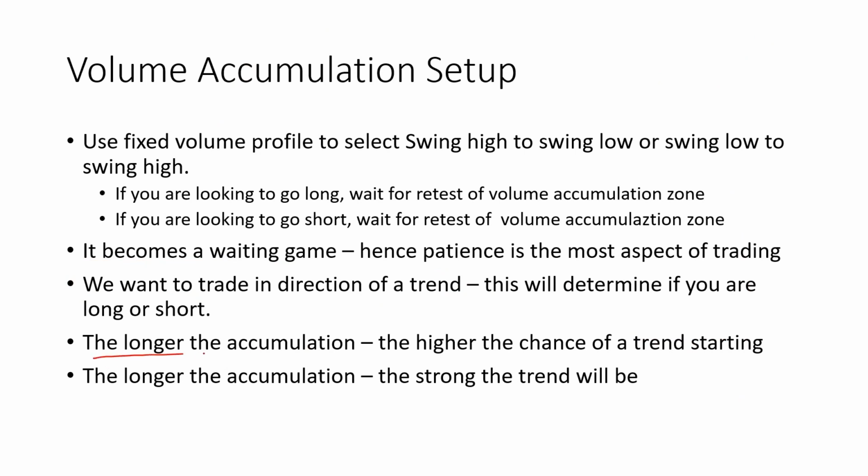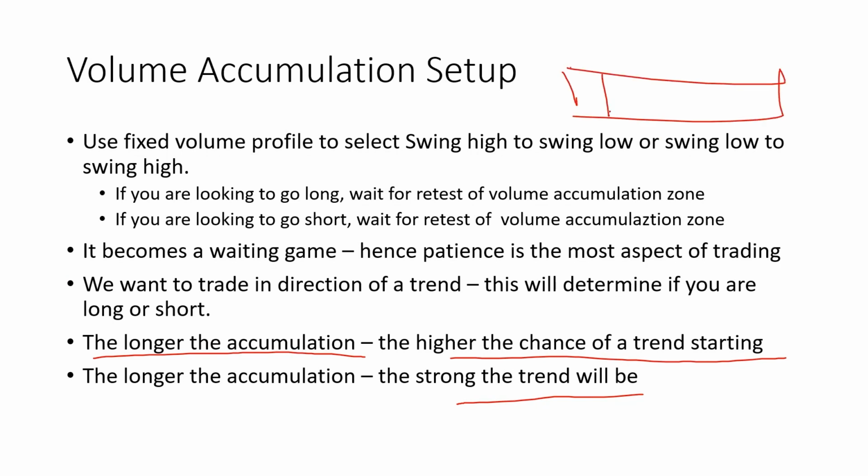And you guys know this, right? The longer the accumulation, the higher the chance of a trend starting, and the longer the accumulation, the stronger the trend will be. You guys have seen this in the Wyckoff theory that I've talked about in the previous classes. If you're accumulating for 12 months, and once you break that level, there's a high chance it's going to be basically the retest of that whole accumulation zone. So you measure the zone and you set your first target, the distance between the top and the bottom, and you basically trade it.